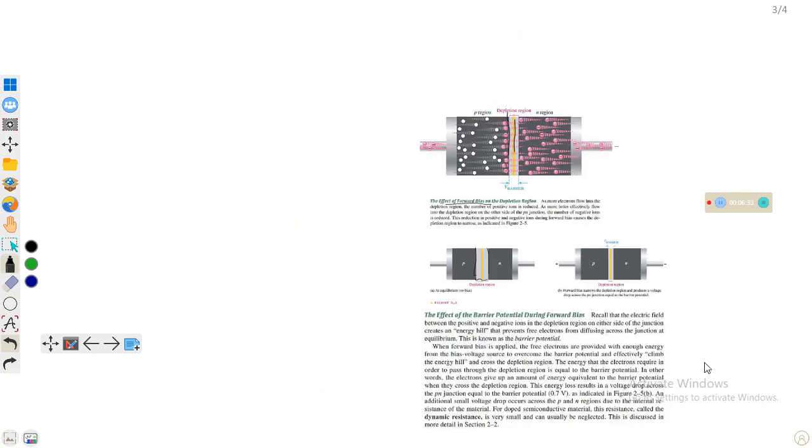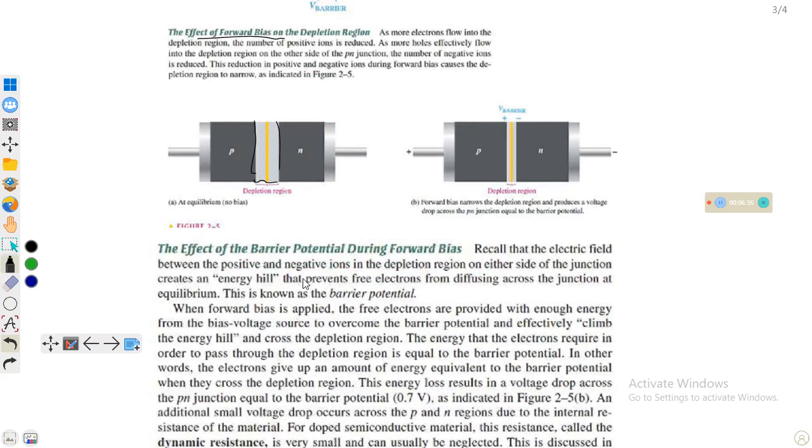Okay, next, the effect of the barrier potential during forward bias. Recall that the electric field between the positive and negative ions in the depletion region means we have a barrier potential. We have a hill of positive charge here and a hill of negative charge here that does not permit the electron to go from this region to this region in this direction. So we have some barrier potential. For silicon it is 0.7 volt, and for germanium it is 0.3 volt.